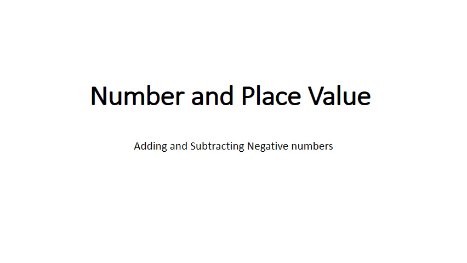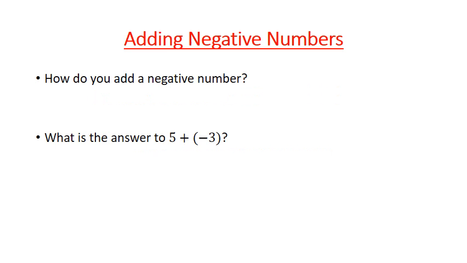So this video tutorial looks at the mathematical strand of number and place value, and more specifically we're going to focus on adding and subtracting negative numbers. So how do we add negative numbers? Well, essentially what you need to know is that when you are adding a negative number, you end up just taking that number away, and I'll use an example to explain what I mean.